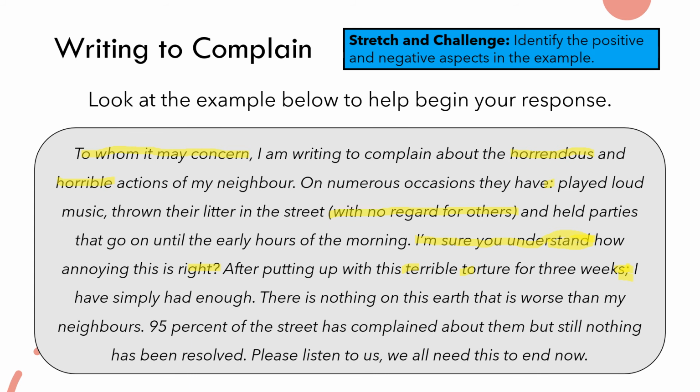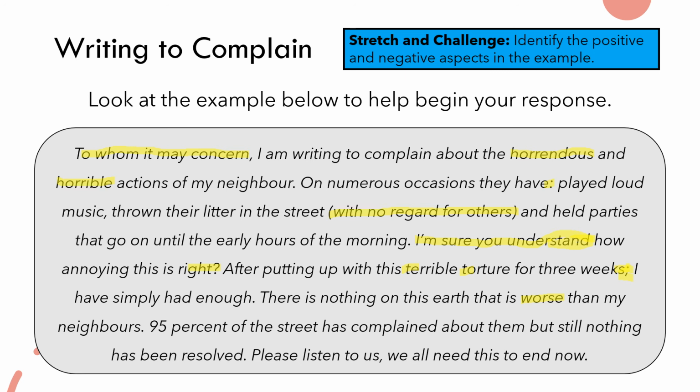There is nothing on this earth that is worse than my neighbours. So if you've watched any of our previous videos, we speak quite heavily about superlatives, and worse is a superlative. That is telling us that that is the highest extent of something, right? We can't get anything that is any worse than this type of neighbour, right? They're the absolute pinnacle of the worst people around.